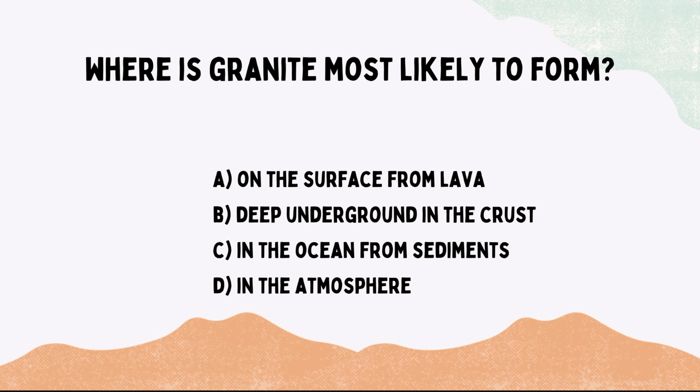And lastly, where is granite most likely to form? A, on the surface from lava, B, deep underground in the crust, C, in the ocean from sediments, or D, in the atmosphere. And the correct answer is deep underground in the crust. Just like we talked about, granite forms from magma cooling slowly beneath the Earth's surface.